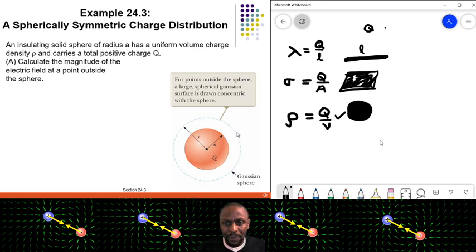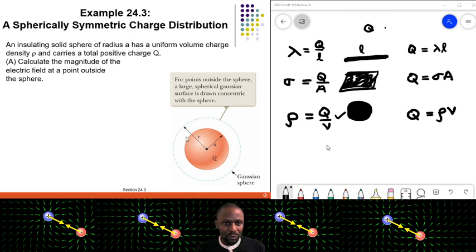All right. Now, if you want to get the total charge, for the line charge, Q is just given by lambda L, while for the surface charge, Q is given by sigma A, and for the volume charge, Q is given by rho V.